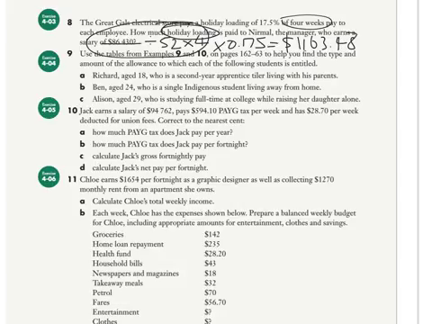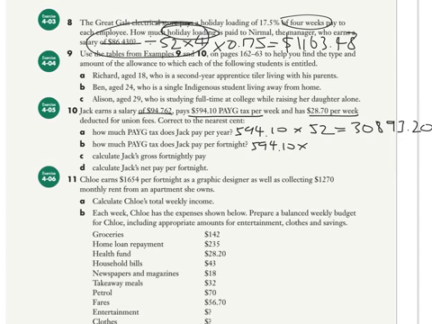Alright, Jack earns a salary of this. He pays that each week, pay as you go, and has that per week deducted for union fees. So how much PAYG tax does Jack pay per year? So 594.10 per week. We're going to times by 52, which gets us per fortnight. So obviously 594.10 times by 2.